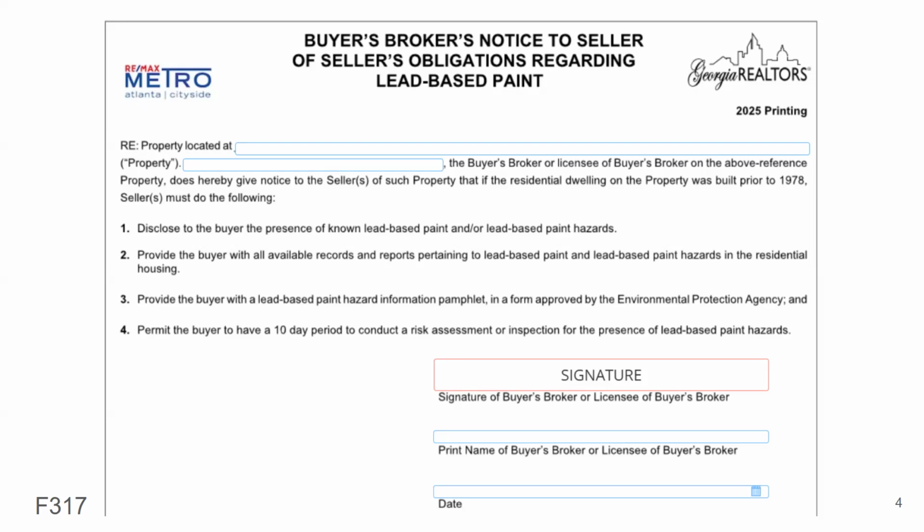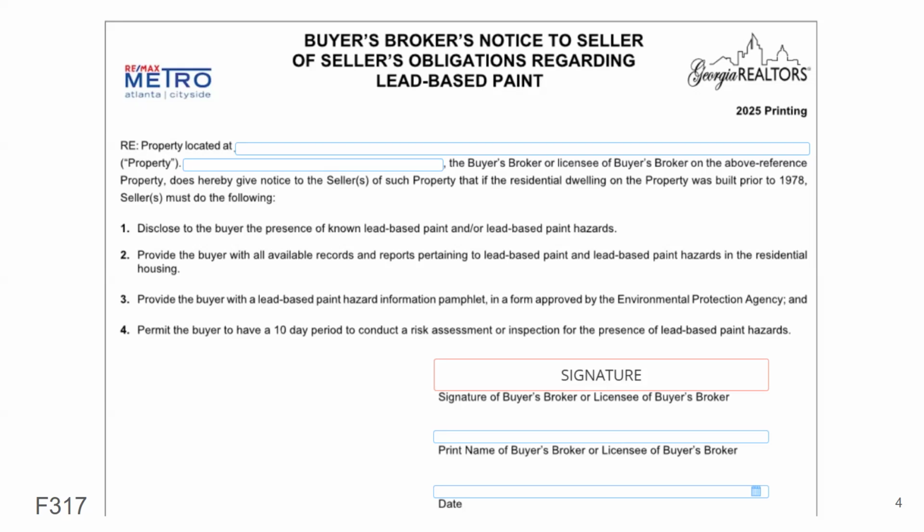Correct. We'll look at that part of the form in a second, but know that if you're submitting an offer on a property that was built prior to 1979, you should be including this form with your signature on it in the offer. That offer is going to go to the seller, and now that seller can read this and make sure they understand what their obligations are. Does that make sense?